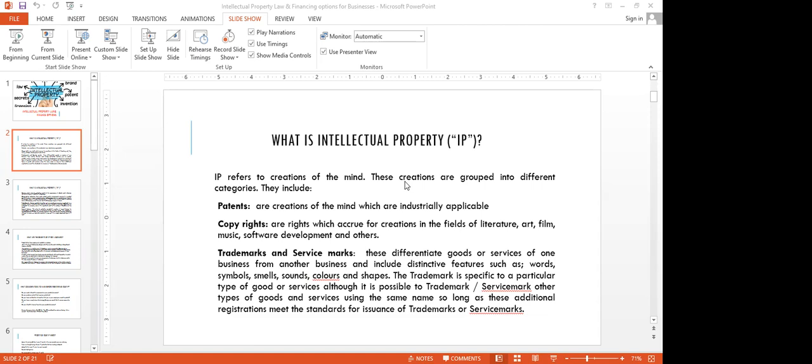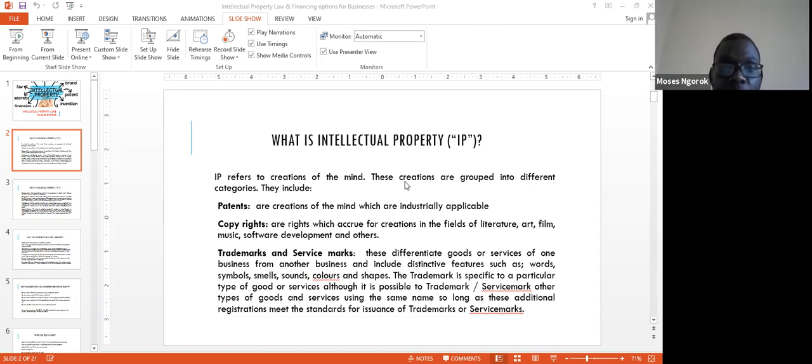So intellectual property is divided into different types. We have what we call patents, which are creations of the mind which are industrially applicable. This means a patent is anything that can be employed in an industry, which could be manufacturing, or the service industry. If it does not have that capability for use in an industry, whether service or manufacturing or any other related industry, then we don't consider it a patent.